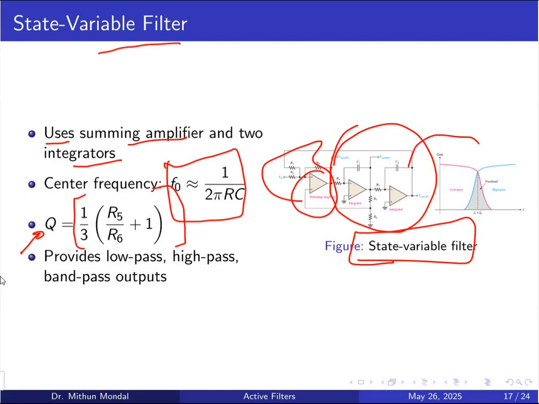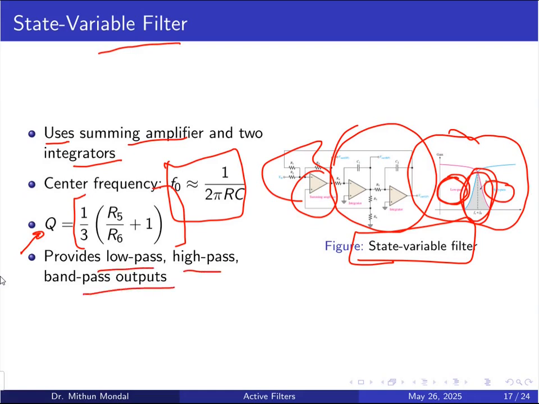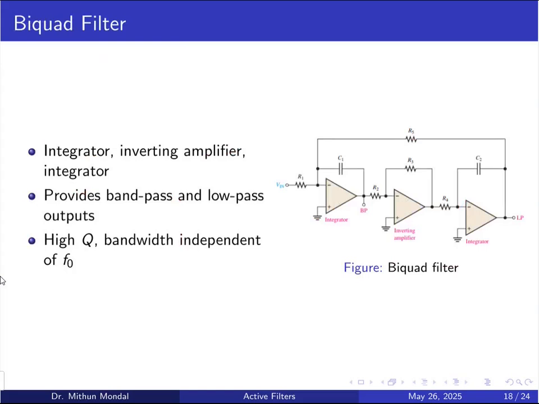So this is the frequency response of the state variable filter. Below the FC you have low pass and above the FC you have high pass. This is the frequency range we are interested in for band pass. So it provides a low pass, high pass and band pass output. All types of responses we can get with the help of the state variable filter.